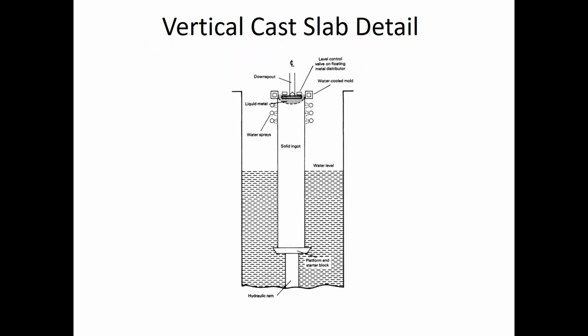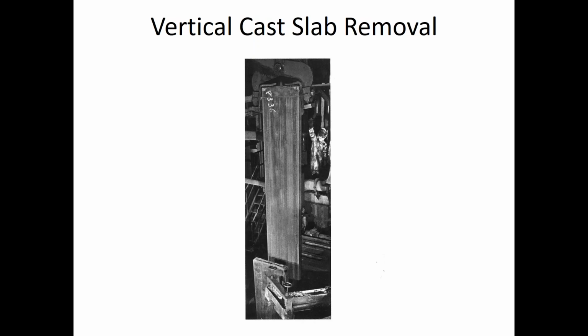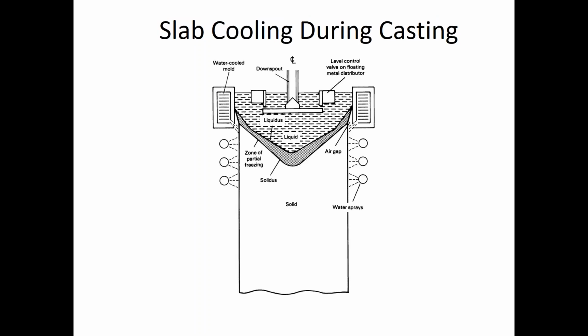and here's a more detailed look at what happens in a vertical slab casting. You have the solid ingot, you have the liquid metal, and you have the water sprays at the top where it's solidifying. You have the platform, and it's coming down into the pit. Then, after things are done, you grab it at the top and you pull it out of the pit. So you have to have a lot of head clearance above. Here's a closer look at the cooling zone.